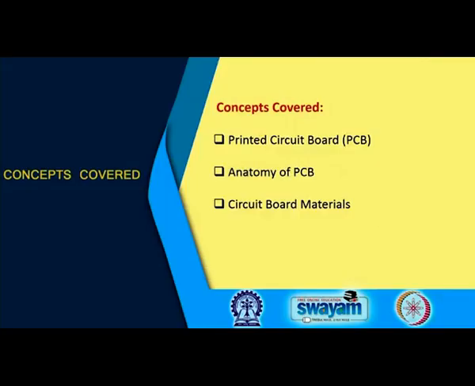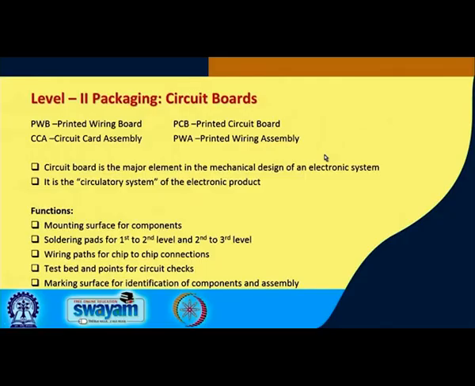Okay. So, the contents that we are going to discuss today is printed circuit board or PCB. We will look at what is a PCB, what constitutes a PCB, and then we are going to look at the anatomy of a PCB. How does a PCB look like? Okay, what is there in the PCB? And finally, we will get into the manufacturing side starting with what are the circuit board materials. Okay. So, with that introduction, let us get started on the discussion about printed circuit boards.